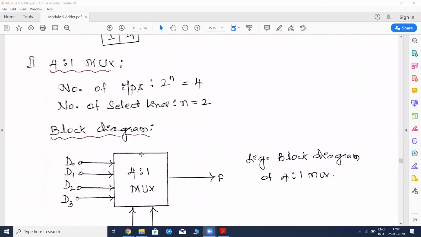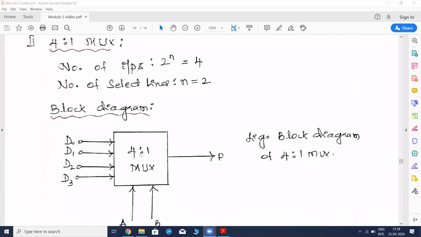Okay, now let us move on in order to see the next multiplexer. First we have seen the 2:1 mux. Now let us see the 4:1 mux. In the 4:1 mux, you could see that there are 4 input lines. So 2 to the power of n, now it is 4. In order to select one of these 4 input lines, we require 2 select lines. So we have 2 to the power of n equal to 4, thereby the value of n is 2. So thereby we are getting the number of select lines as 2.